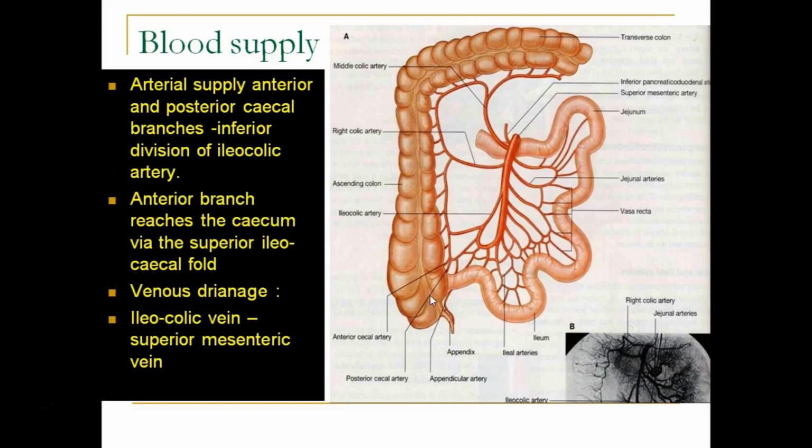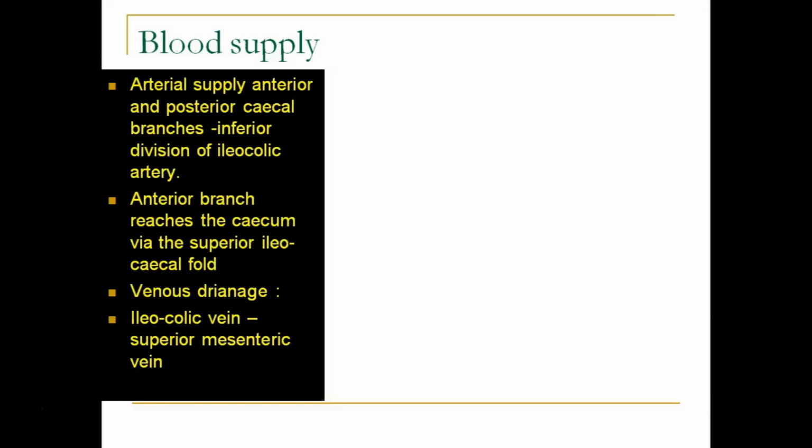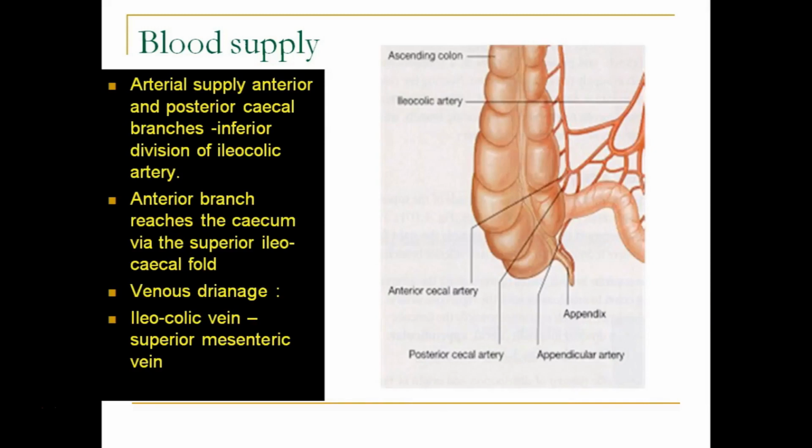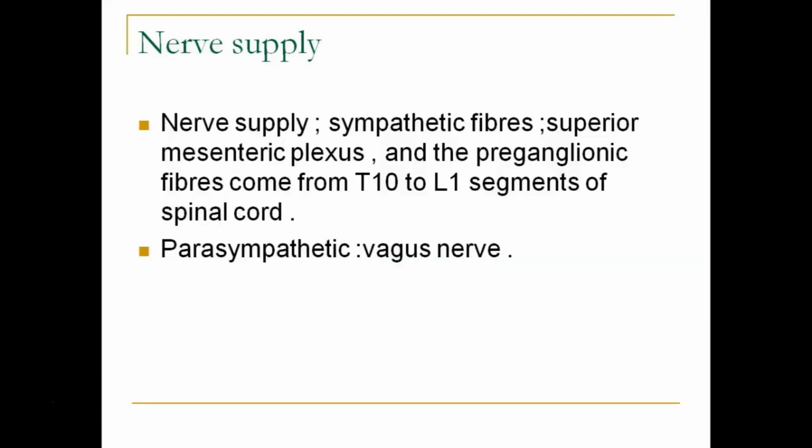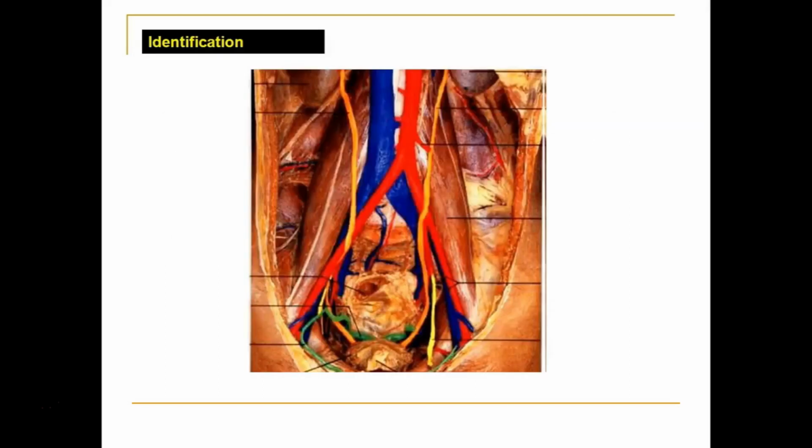If you are talking about venous drainage, in the same way we have the ileocolic vein which drains into the superior mesenteric vein. So this is the anterior and posterior cecal arteries. Lymphatic drainage is mainly by the ileocolic lymph nodes which are present near the junction of the ileum and cecum, and then it drains into the superior mesenteric nodes. Nerve supply: we have sympathetic and parasympathetic. Sympathetic is mainly by the superior mesenteric plexus and also from the T10 to L1 segments of the spinal cord, which gives sympathetic supply. Parasympathetic is mainly by the vagus nerve.